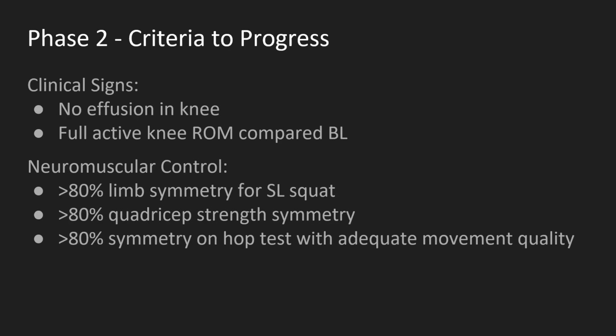In order to progress on to phase 3, for clinical signs, like we said, we want no effusion in the knee. And for phase 2, we want full active knee range of motion, so flexion and extension, when compared bilaterally. For neuromuscular control, we want greater than 80% of each of the following: limb symmetry for a single leg squat, quadriceps strength symmetry, and symmetry on the hop test with adequate movement quality.